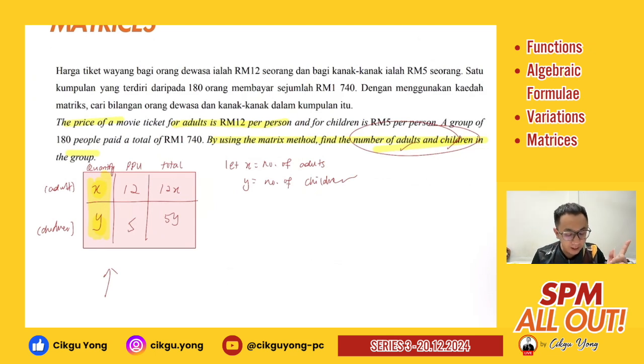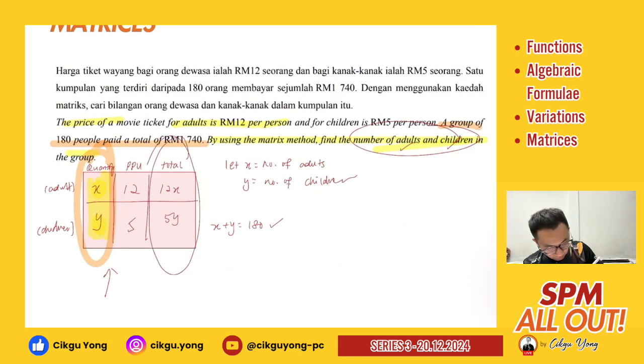Okay, a group of 180 people paid a total of RM1740. So over here, within one question, one sentence, you actually have 2 equations straight away for you. So a group of 180 people, which means this part adds up together, you will have 180. So x plus y equals to 180. Okay, and the total payment is 1740. This is your total payment. So 12x plus 5y equals to 1740.